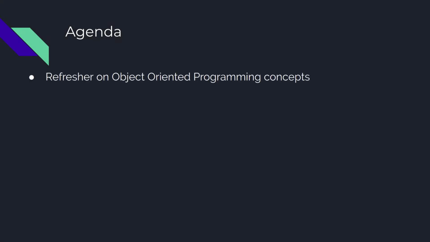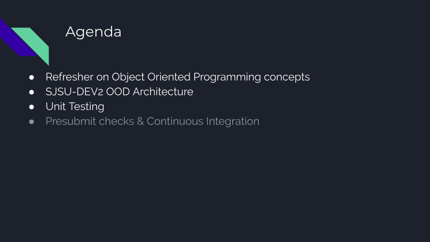So I'll go over some things we're going to be going over in this video. It'll be a refresher on object-oriented programming concepts. We'll be going over the object-oriented architecture of SJSU-Dev2. We'll be going into unit testing, the pre-submit checks and continuous integration, design documents, and finally the Git workflow for contributing to the project.